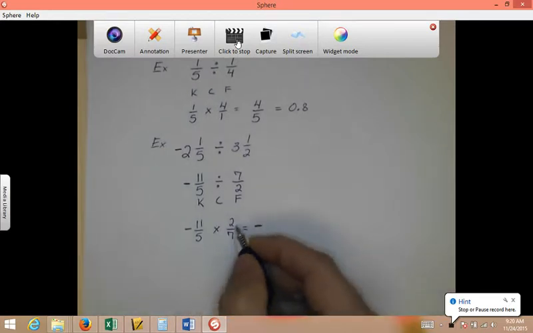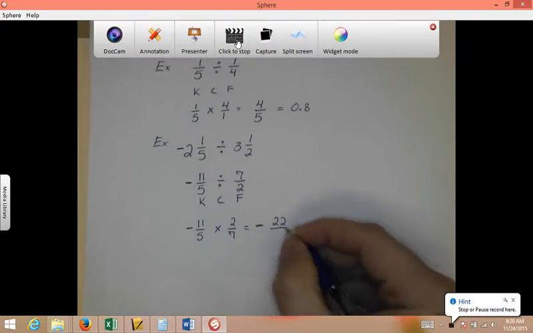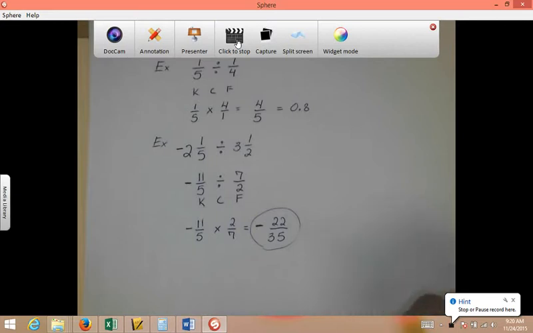On top, I have 11 times 2. That's 22. On bottom, 5 times 7. 35. That's 35. I can't reduce this, so I'm done. And that's as difficult as it gets. That's it? That's it. Wow.